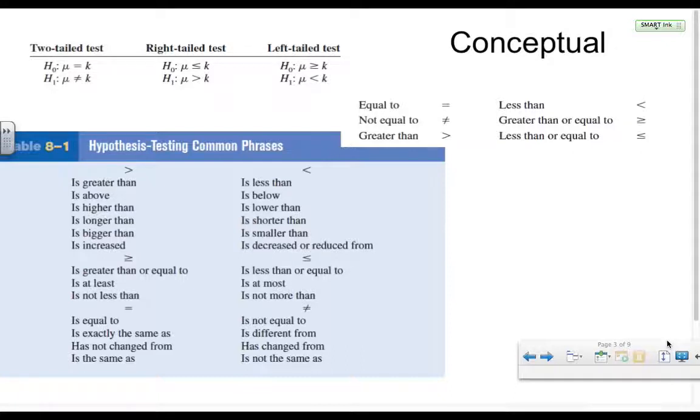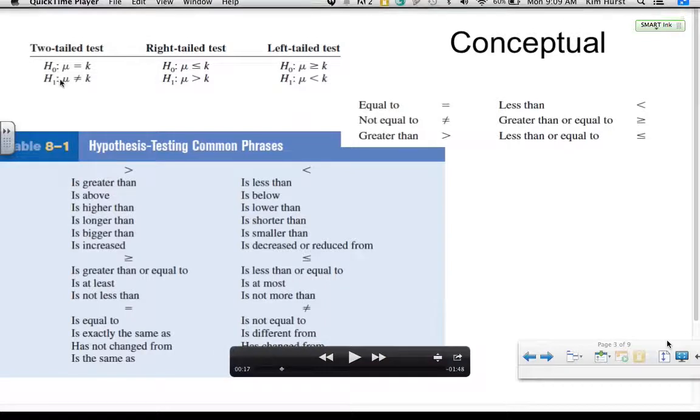So we're either going to prove that the mean that we find is not going to be the same as the population mean, or the mean that we find is going to be greater than the population mean, or the mean that we find is going to be less than the population mean. So these are the three things that we're going to try to prove.